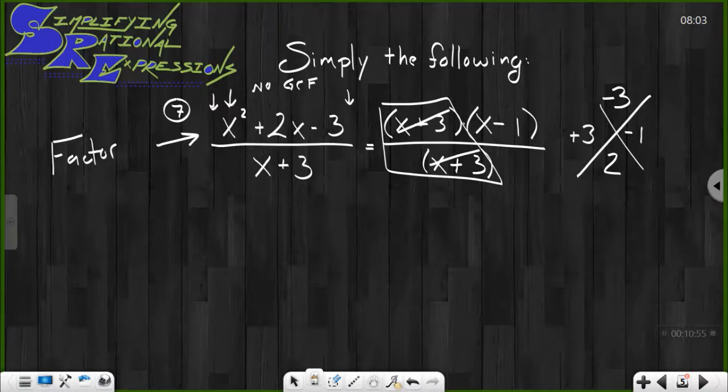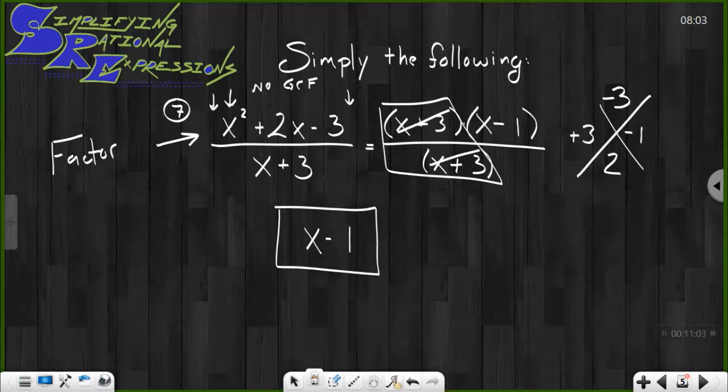Whoop, whoop. All right, and therefore 1 times x minus 1 leaves me with just x minus 1 on top, nothing on the bottom. That would be my final expression. Isn't it much easier to deal with x minus 1, instead of this original expression up here? I absolutely agree it is.